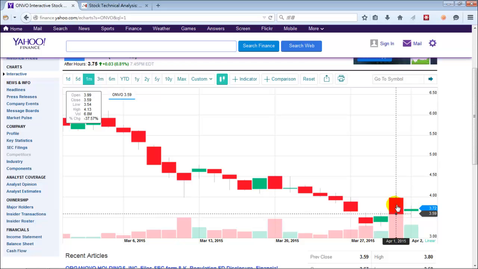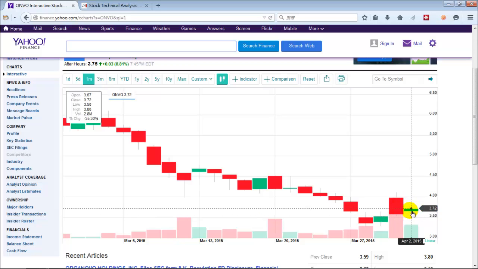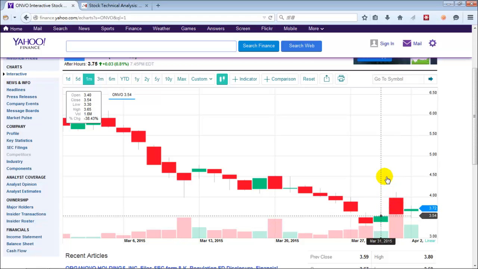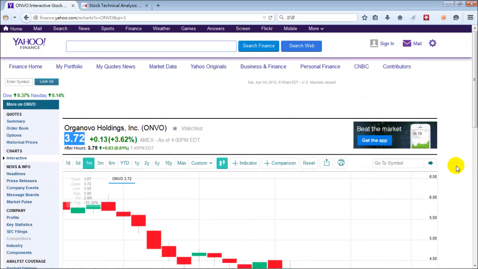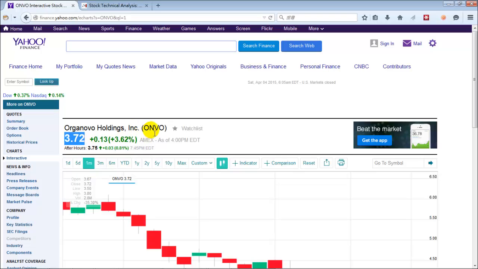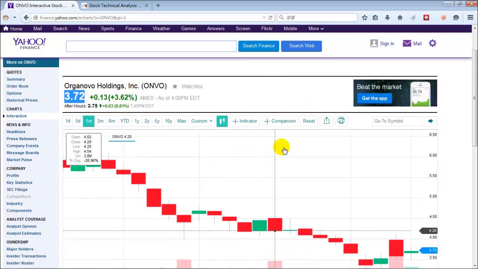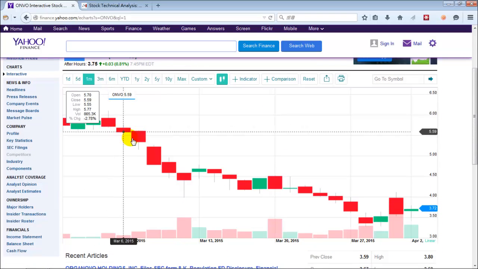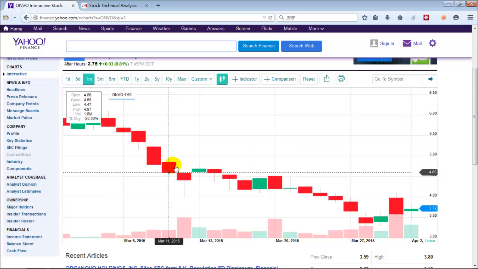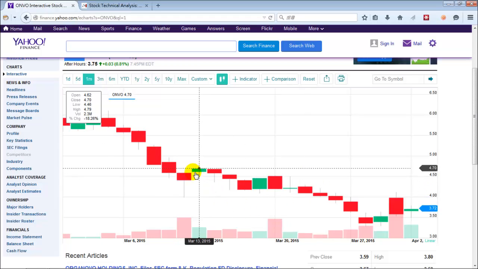The candlestick pattern we see here is called a bullish harami. It's when we have a small green candlestick within a big red candlestick. What's interesting about this stock's candlestick chart for the past month is that all we've seen really are bearish indicators. We've seen red candlesticks almost all the way down. The few green candlesticks that we have seen don't really indicate anything.